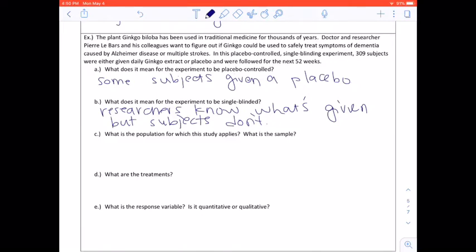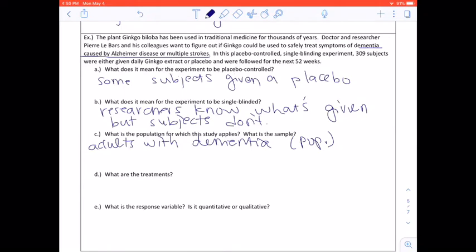What is the population for which this study applies, and what is the sample? So the population is going to be adults with dementia. This is our population. And again, you guys can fill in more. The wording is up here: it is dementia caused by Alzheimer's disease or multiple strokes. If you wanted to, you can write that whole part in, but it is adults with dementia.